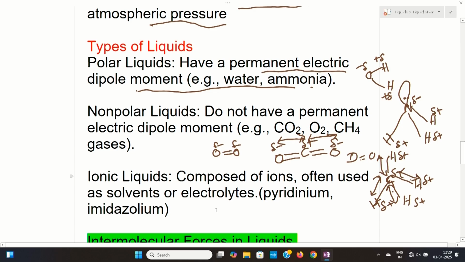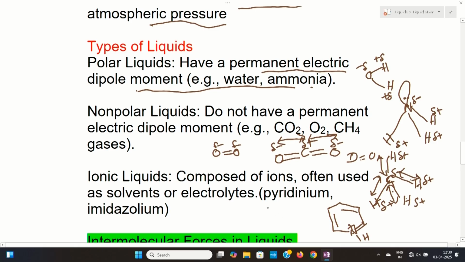Next type is ionic liquids. Ionic liquids are composed of ions, often used as solvents and electrolytes. The examples are pyridinium and imidazolium. So, pyridinium, if you look, the structure is like this. So, this is pyridinium, an ion. These ionic liquids are composed of ions. This pyridinium is composed of an NH plus ion.